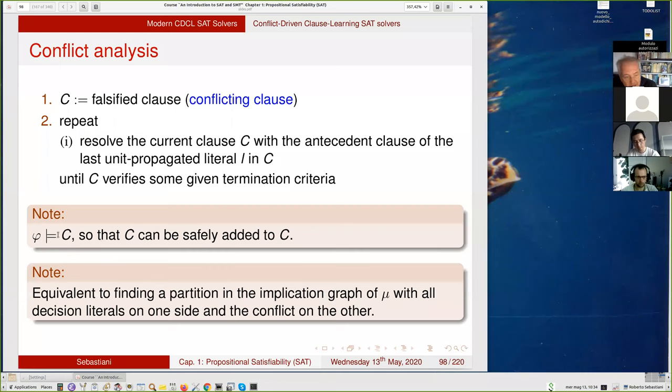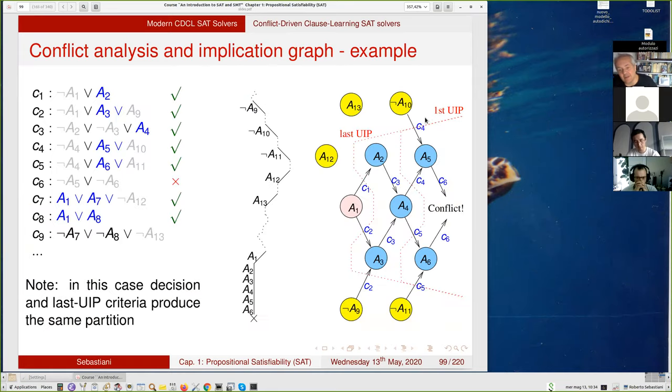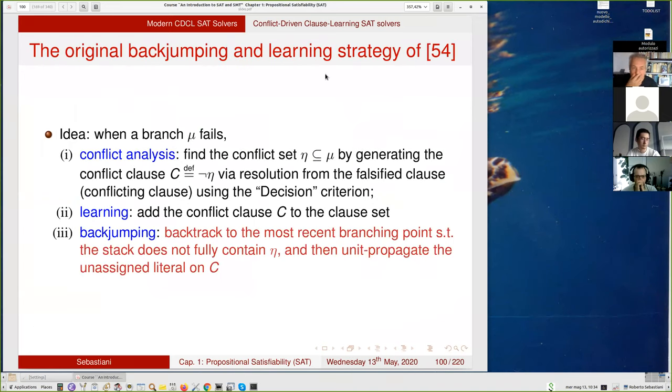Notice again that finding C is equivalent to finding a partition of this graph. Okay. Okay, now what do you do? Again, what can you do with that? Depends on the strategy that you may want to implement. The first idea by Sakala and Silva was to do the following. So find the conflict set by using the decision criterion. So the conflict set is used by the decision criterion.